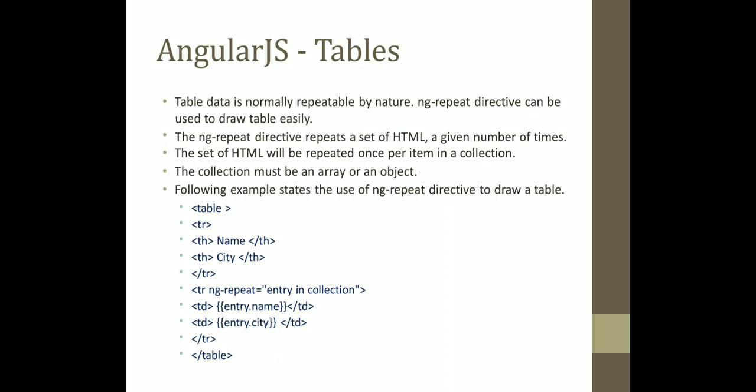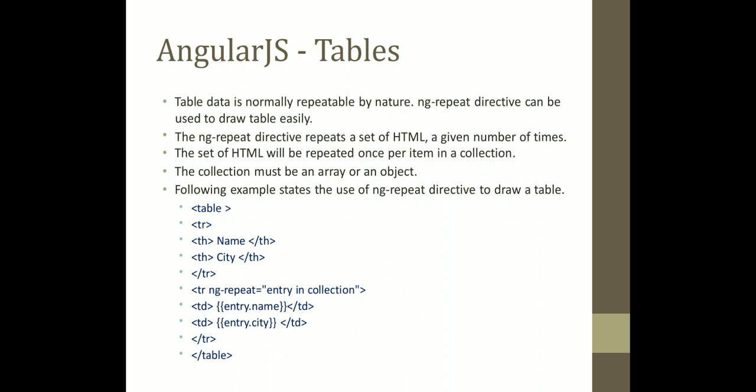The set of HTML will be repeated once per item in a collection. We will see this with an example, but just before that we'll go through these things. Then the collection must be an array or an object. So three things to be remembered.